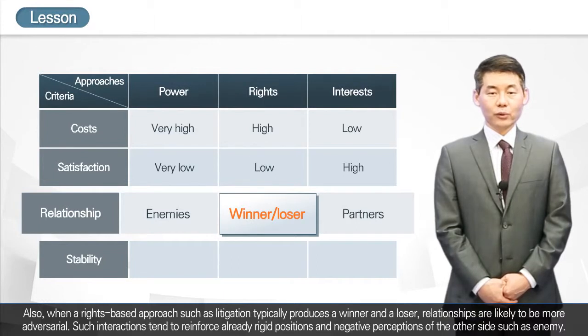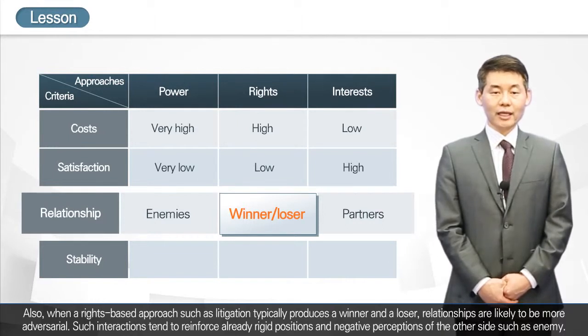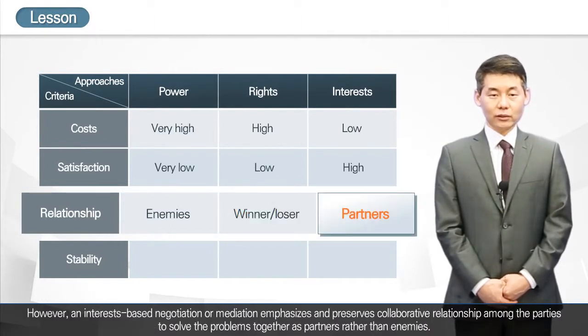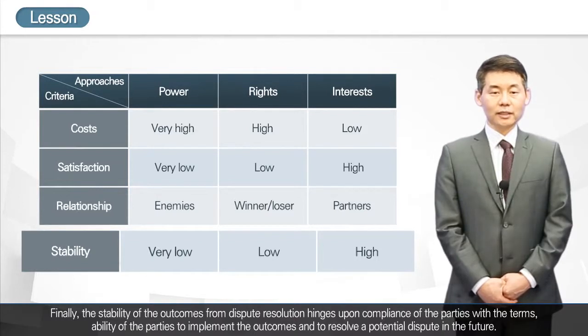Also, a right-based approach, such as litigation, typically produces a winner and a loser, so relationships are likely to be more adversarial. Such interactions tend to reinforce already rigid positions and negative perceptions of the other side, such as enemy. However, interest-based negotiation or mediation emphasizes and preserves collaborative relationships among the parties to solve the problems together as partners rather than enemies. Finally, the stability of the outcomes from dispute resolution hinges upon compliance of the parties with the terms, the ability of the parties to implement the outcomes, and to resolve a potential dispute in the future.